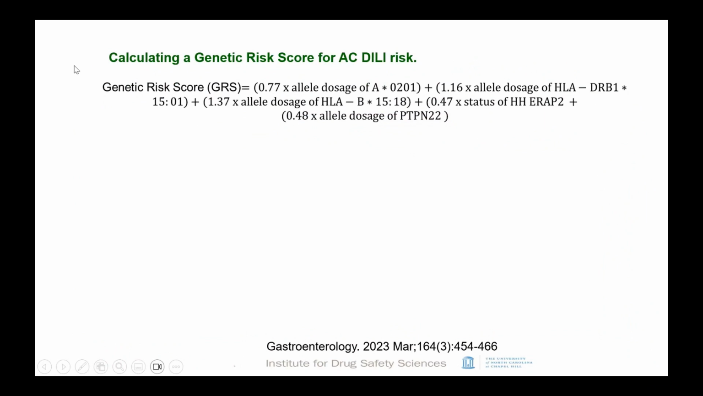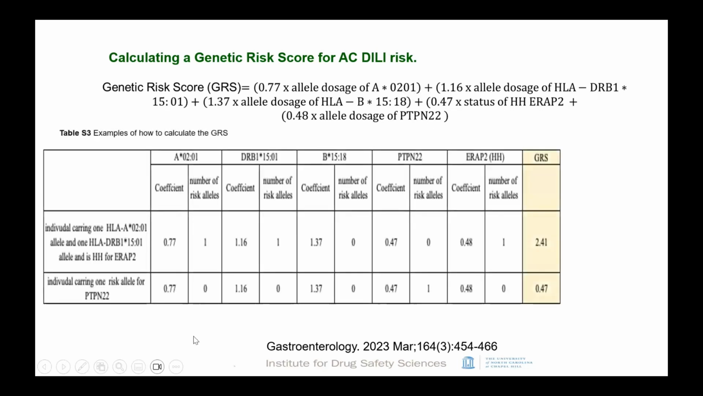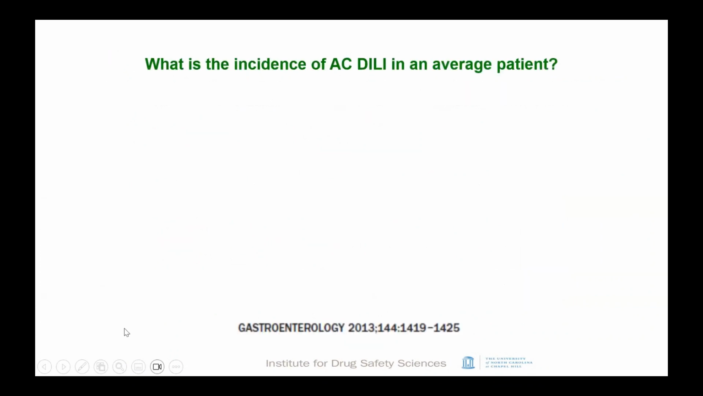Taking these now five independent risk factors for AC-DILI, it has been possible to create a genetic risk score, which is shown here. It's basically a multiple regression that has whether you have one or two alleles, homozygous or heterozygous, et cetera. And in the manuscript, we give a couple of examples of how you can calculate the risk score based on how many of the risk alleles an individual has.